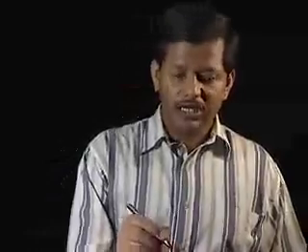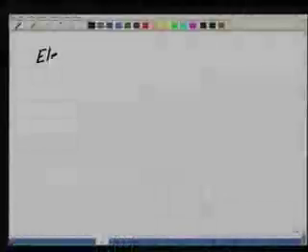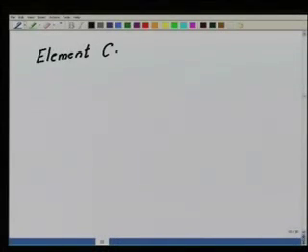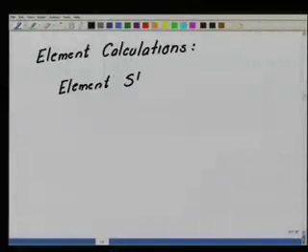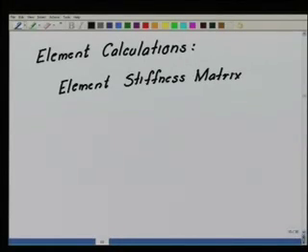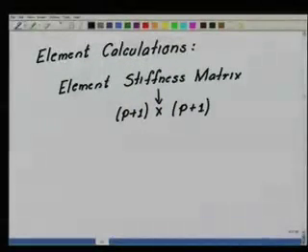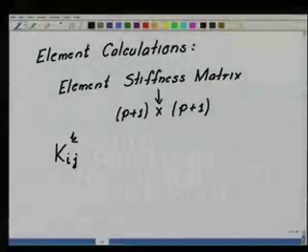After this, the next job is to do the element calculation. So at the element level, what size element stiffness matrix will we have? The element stiffness matrix will be of size p plus 1 by p plus 1. And the element load vector is of size p plus 1. Then I can talk of the ijth entry of the element stiffness matrix.